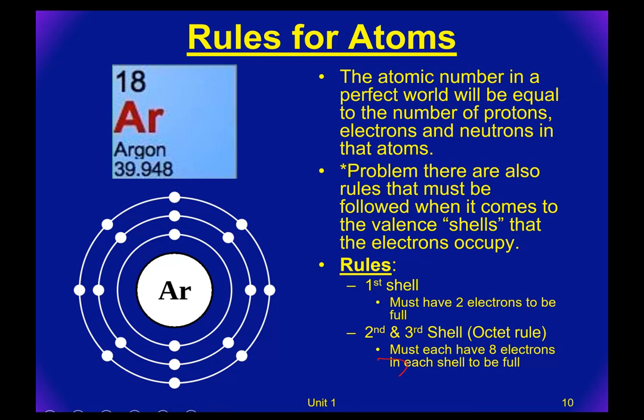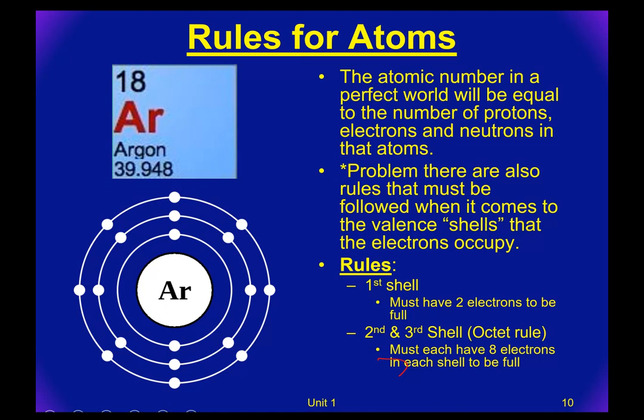So there are rules for atoms, okay? The atomic number in a perfect world will equal the number of protons, electrons, and neutrons in that atom. Again, in a perfect world. The problem is that there are also rules that have to be followed when it comes to things called valence shells that the electrons occupy. So we're going to use one of the perfect examples. Okay, we're going to use argon to go through these rules.